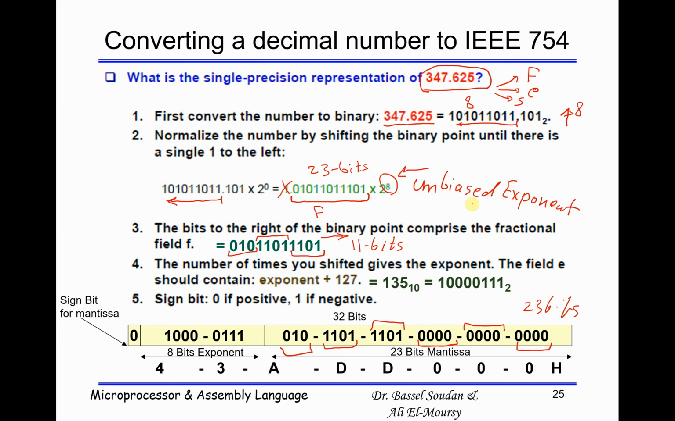This is the unbiased exponent. I have to bias it. How to bias it? By adding 127 to it. When I add 127 to 8, this will give me 135 as the number here. Using the calculator, I can convert this into binary, so I ended up with those 8 bits. Remember that those 8 bits will actually be split into the following groups: I have the first 3 bits, then 4 bits, and then 1 bit here.